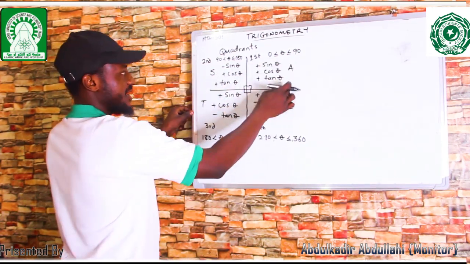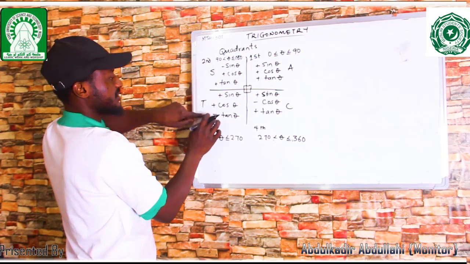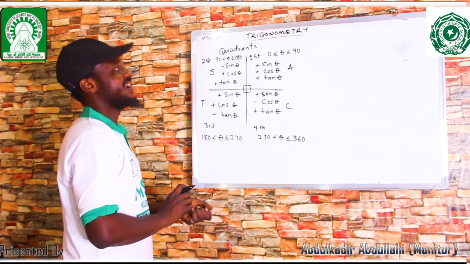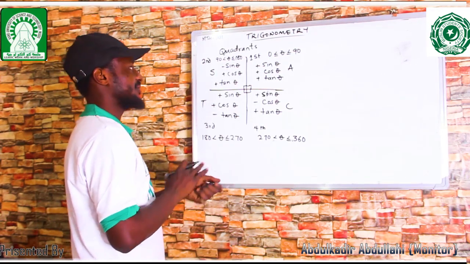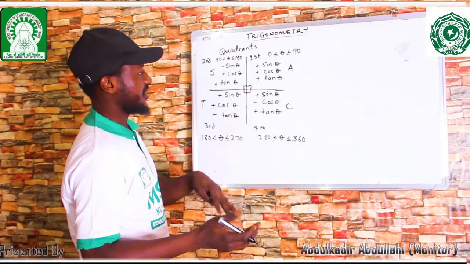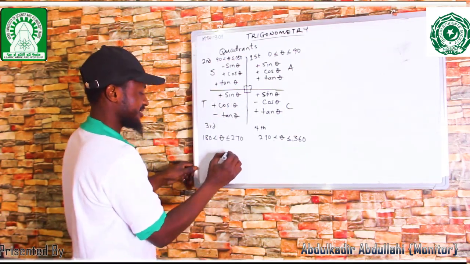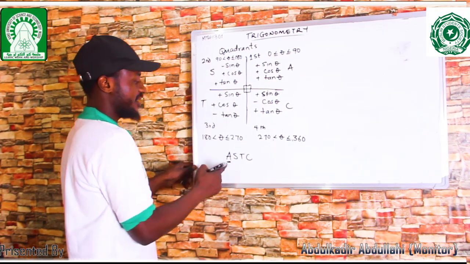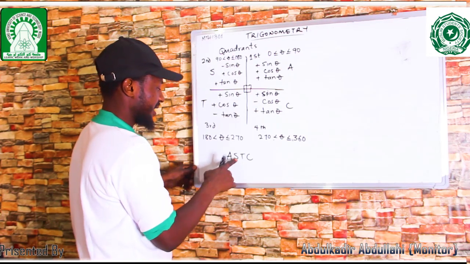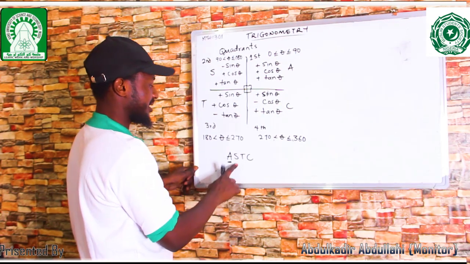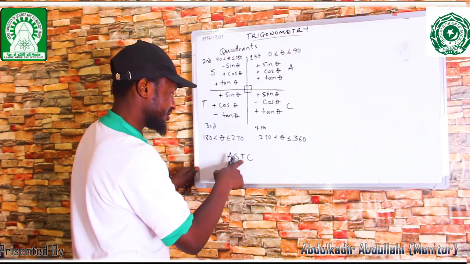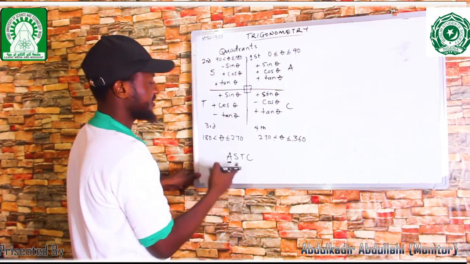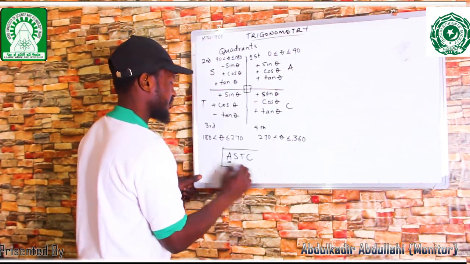ASTC. It means: A, all positive; S, sine positive; T, tan positive; C, cos positive, for you to easily identify where the trig ratios are positive or negative. And you can just categorize it like this. ASTC. A stands for the first quadrant. Whenever you see a number, you check. S is the second quadrant. T is the third quadrant. C is the last quadrant, the fourth quadrant. This is very, very important.